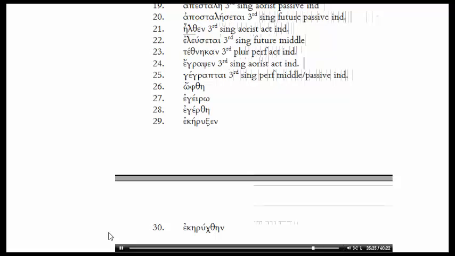Gegraptai. Paul uses it a lot. So do the other New Testament writers. So gegraptai comes from the fifth principal part of grapho, which means to write. All right, so third singular, perfect, middle or passive indicative.